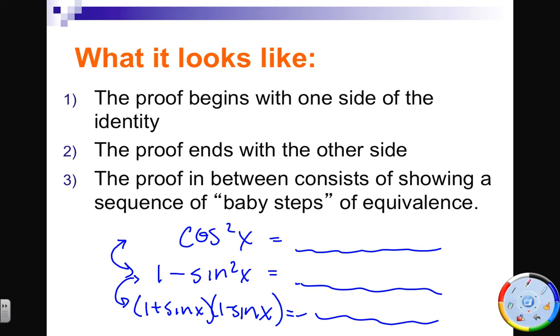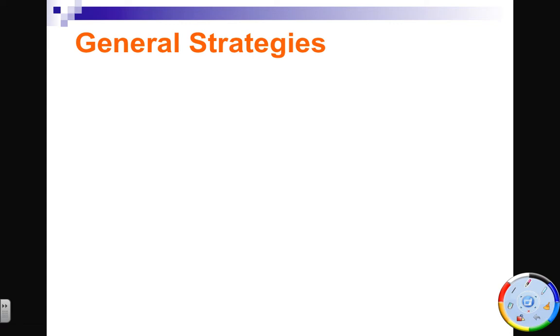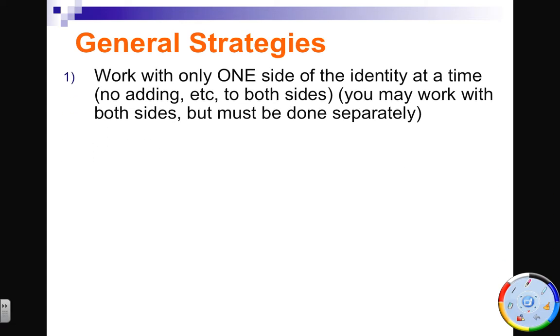All right, so the next page is going to look a little bit daunting, but this is the general strategies of what to do. All right, so first of all, work with only one side of the identity at a time. So you're not allowed to add to both sides. You're not allowed to cross multiply, so don't even think about it. You may work with both sides, but it must be done separately.